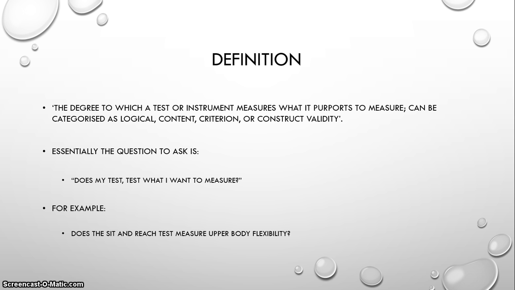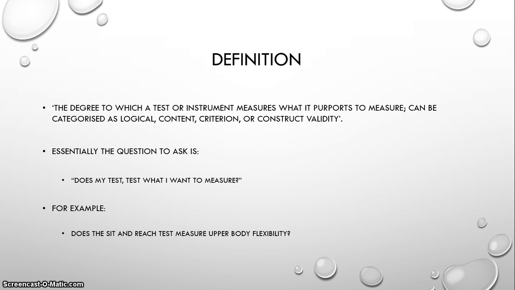purports to measure and can be categorized as logical, content, criterion or construct validity. That reference comes from Thomas, Nelson and Silverman 2005, where all this information has come from. Okay, the book is called Research Methods in Physical Activity. Really good book, especially to use when you are starting and learn about research methods.